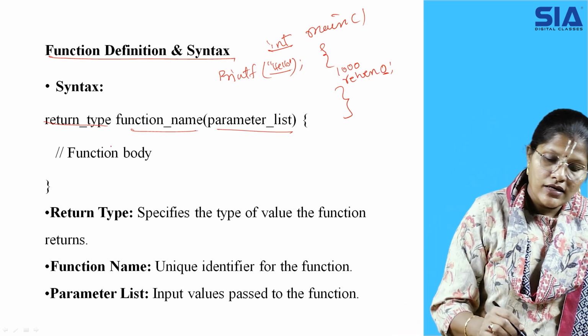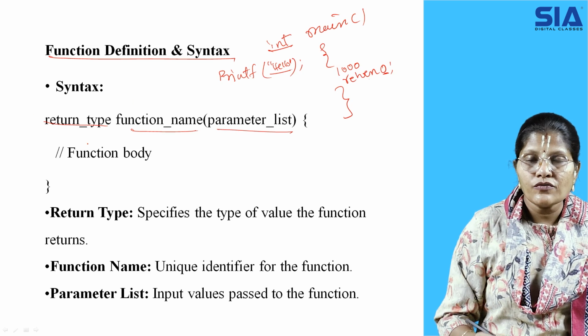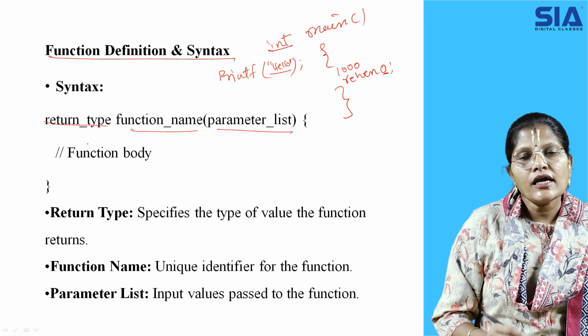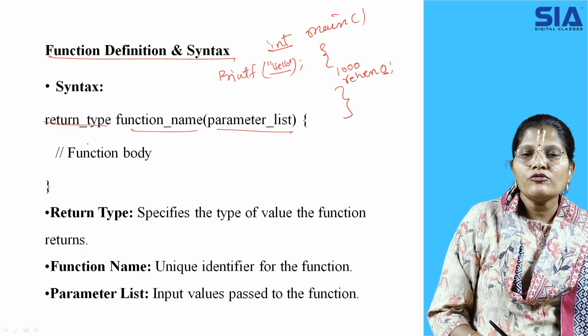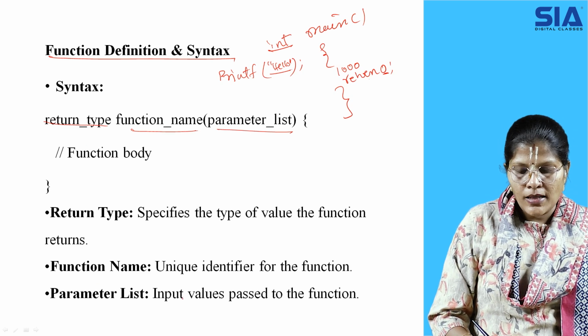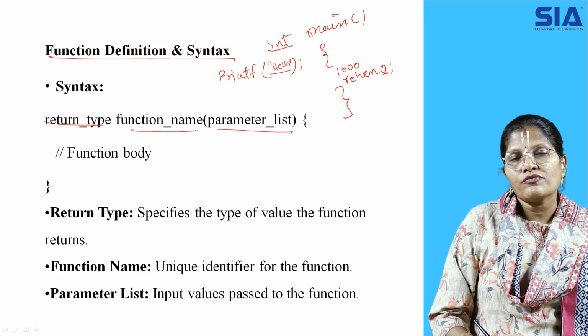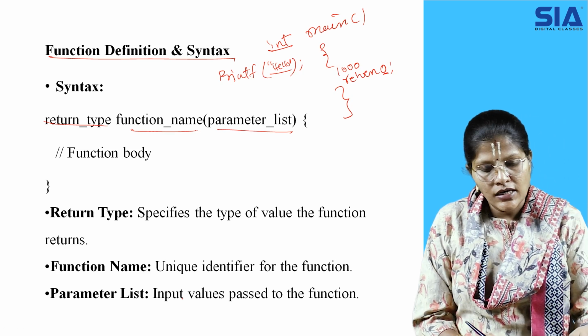Now whenever you are saying it like this: return type, function name and parameter list. This is the syntax of a user defined function, where the return type specifies what type of value you are about to return, and the name of the function is the unique function name. The parameter list is nothing but the input values which are passed in order to perform that activity. We will see with an example.